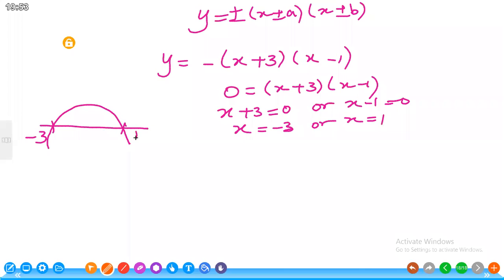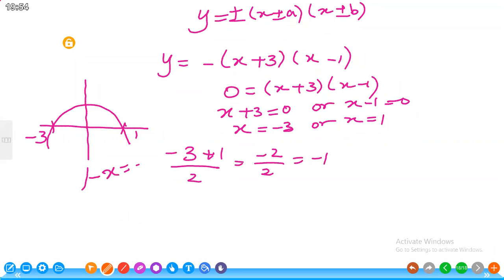Here the graph has a maximum, so a maximum value. As you know, the graph is symmetric, so you have to find the mid value of negative 3 and positive 1. The mid value is the equation of the axis of symmetry. How to calculate it? You have to add these two values and divide by 2. Negative 3 plus 1 is negative 2, divided by 2, so negative 1. So the equation of the axis of symmetry I found is x is equal to negative 1.